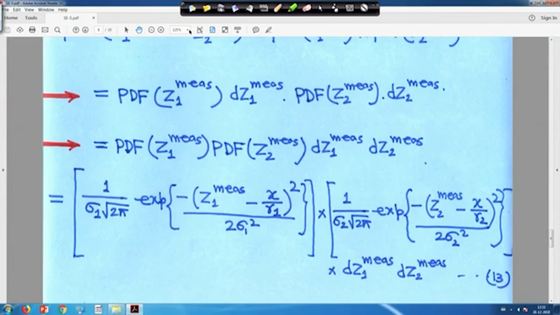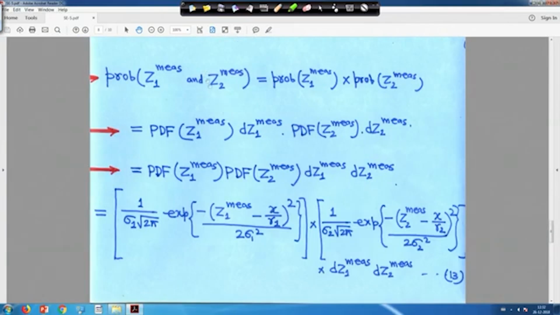Just let me reduce this volume a little bit. No, this is okay, sorry.